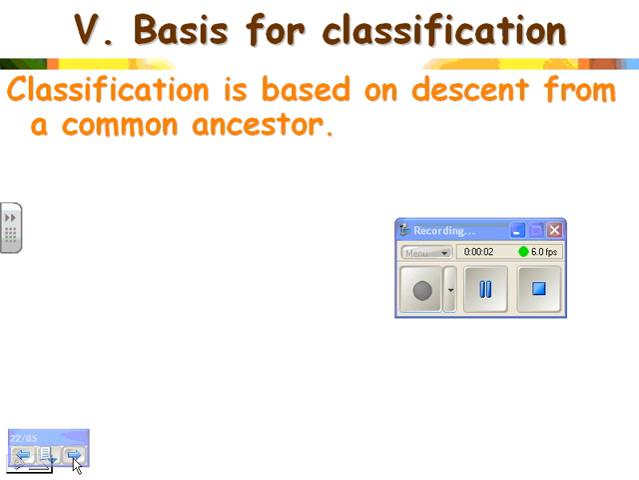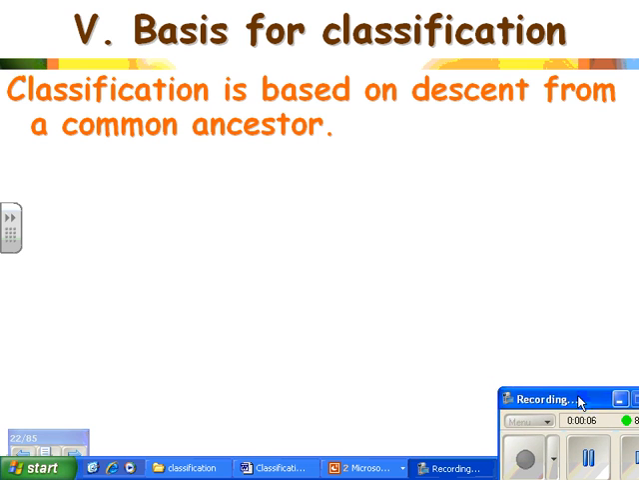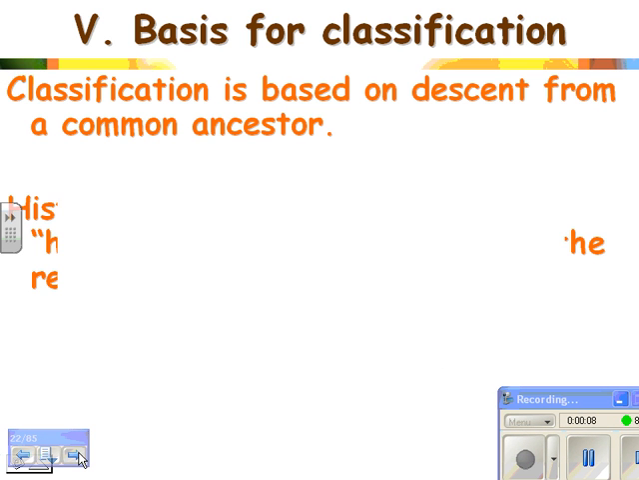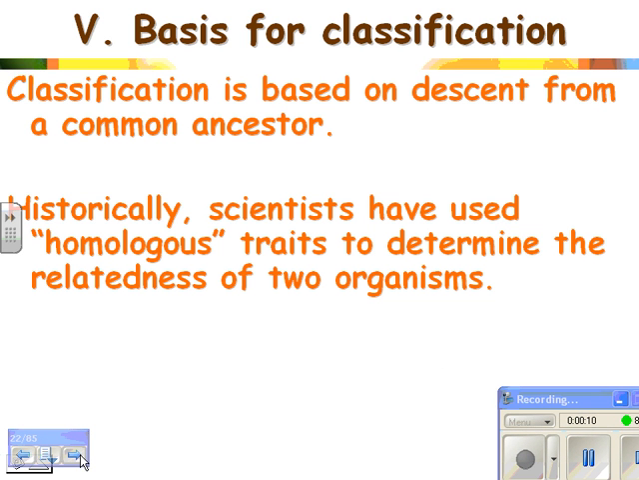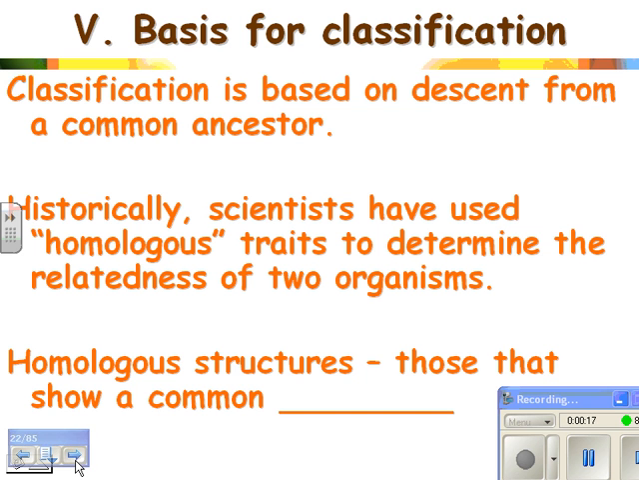Basis for classification. Classification is based on descent from a common ancestor. Historically, scientists have used homologous structures or traits to determine the relatedness of two organisms. Homologous structures are any structure that shows or gives evidence that there's a common ancestor or common ancestry.